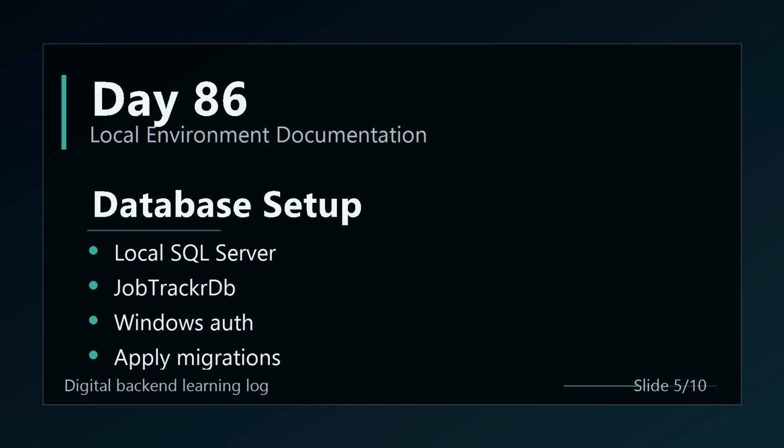Document the local SQL Server setup. The database is JobTrackrDB, Windows authentication is used, and EF Core migrations run with Infrastructure as the project and API as the startup project.